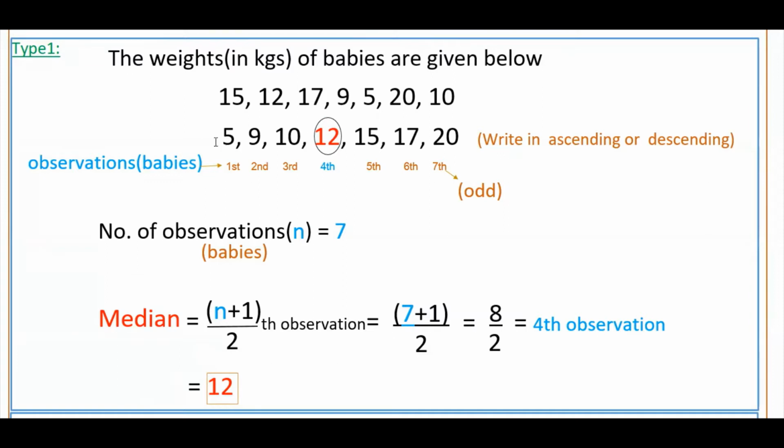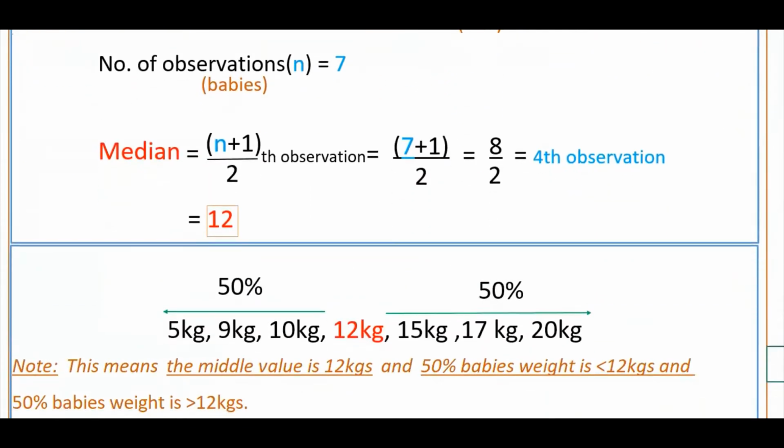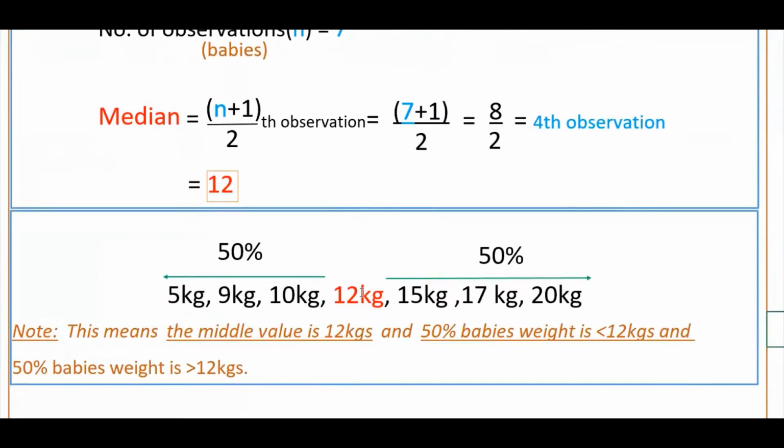You can see here in this data, on either side, the number of observations are equal. Here 1, 2, 3, and here also 1, 2, 3. So on either side of this median, the number of observations are equal. So this is 12 kgs, this is the median. And on either side, the number of observations are equal, 1, 2, 3, and here also 1, 2, 3.